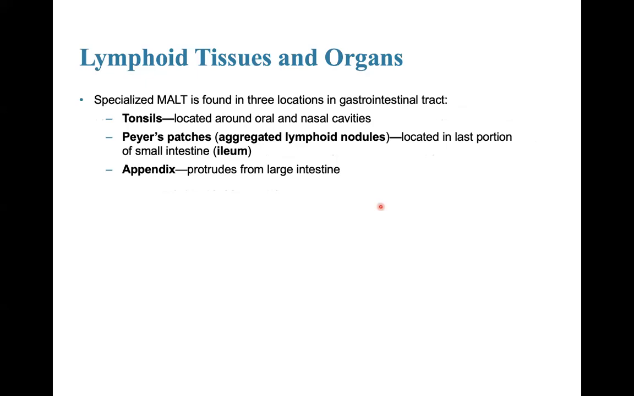Specialized MALT is found in three locations of the GI tract: the tonsils, which are located around the oral and nasal cavities; Peyer's patches, which are aggregated lymphoid nodules located in the last portion of the small intestine; and the appendix, which protrudes from the large intestine.